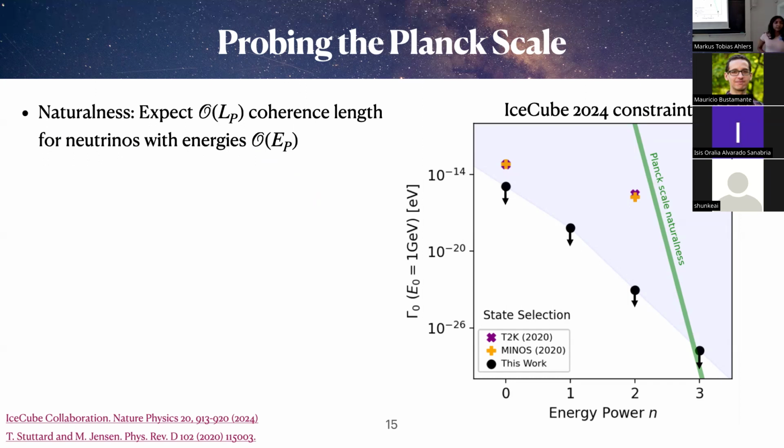So being a model, what assumptions can increase the limit to close to the Planck scale naturalness lines? Do you mean for n equals 3? Yes. This analysis is very sensitive to the astrophysical component, and we're statistically limited in that regime. So we would probably require more events to be able to probe farther down.